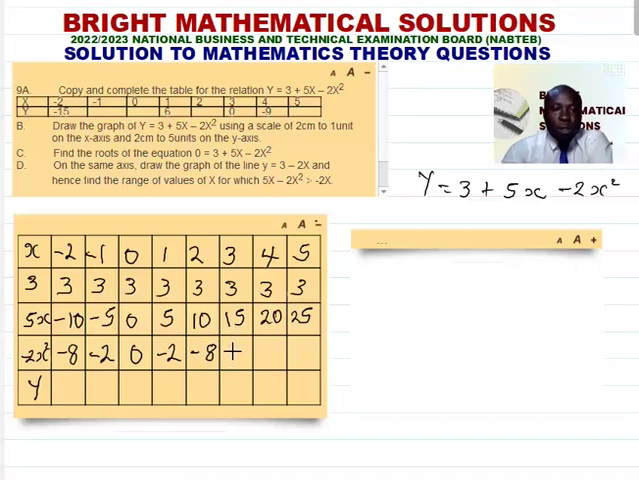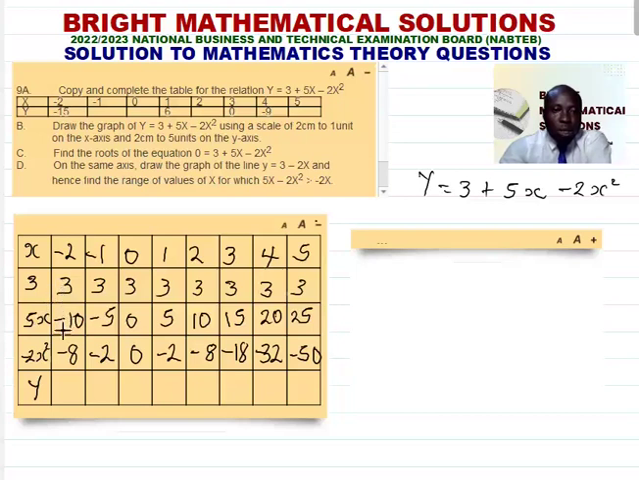When x is 3, 3 raised to power 2 is 9. 9 multiplied by minus 2 gives us minus 18. When x is 4, that's 16. 16 multiplied by minus 2 gives us minus 32. When x is 5, that's 25 multiplied by minus 2, and that gives us minus 50. Now, the addition of these 3 will give us this y. So let us begin to add.